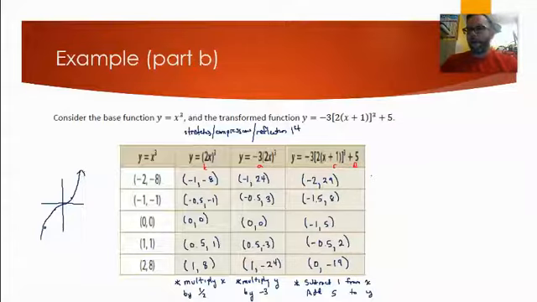Now, if you have some kind of method for transforming functions that worked for you in grade 11, by all means, continue to do so. This can just be one helpful way to sketch a transformed function.